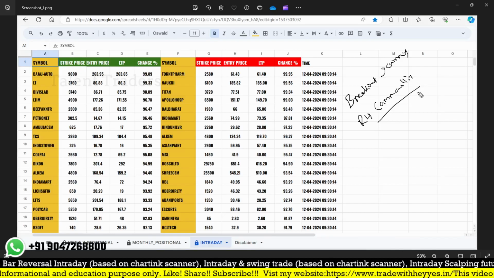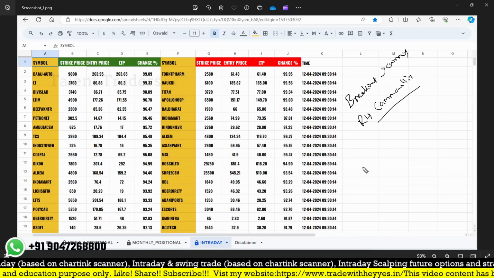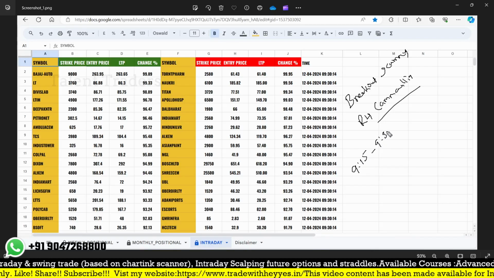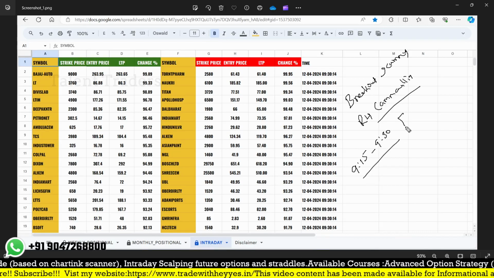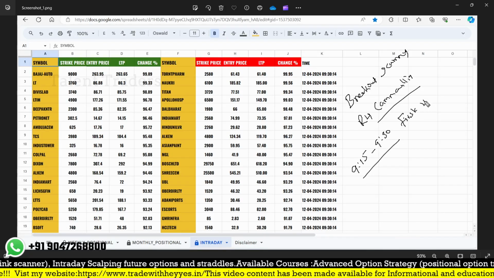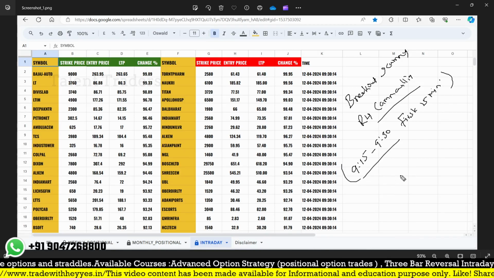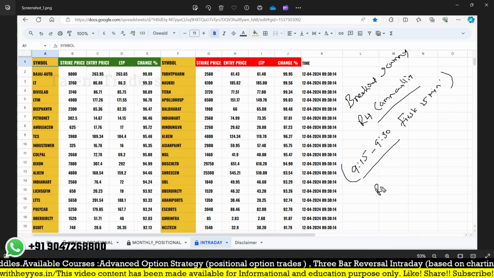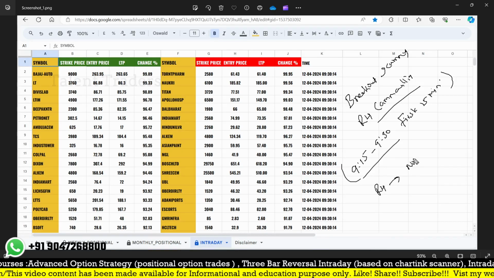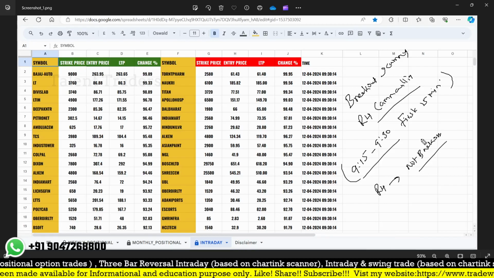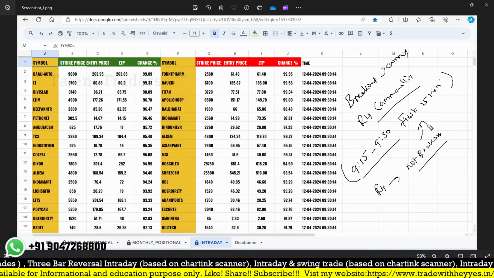To avoid false breakouts, what we are planning is to leave out the 9:15 to 9:30 candle, the first 15-minute candle. So we are ignoring the trades which are triggered in that time frame. The major condition is that our R4 level should not have been broken in this time, and that should be considered a valid breakout trade.